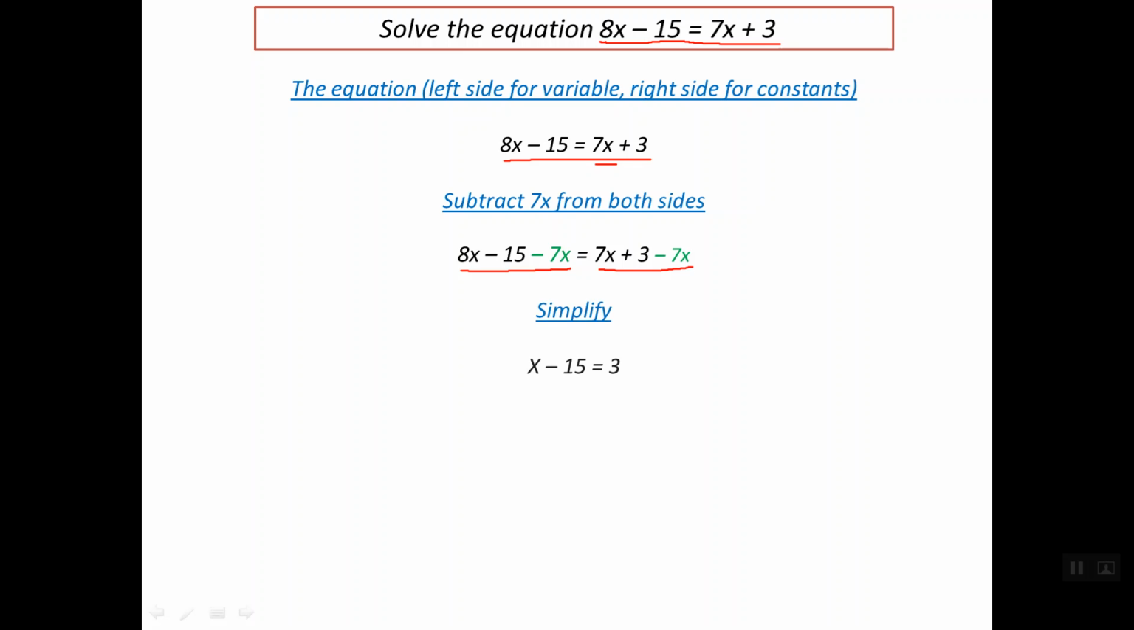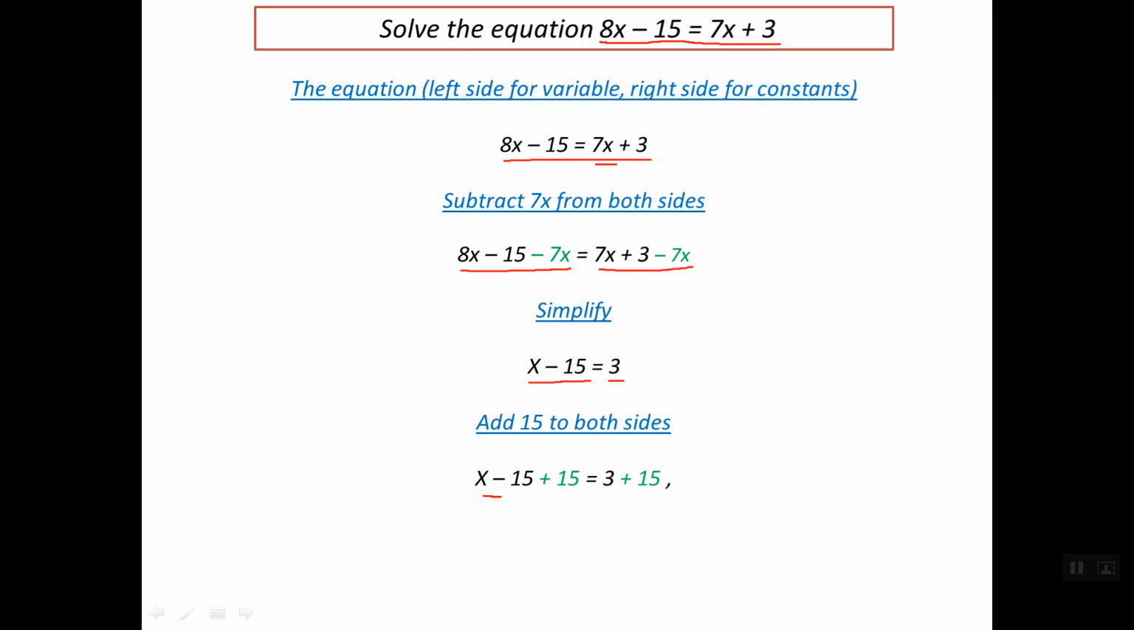Now we can simplify. For the left side, the remaining is x minus 15. So 8x minus 7x, the remaining is 1x minus 15. And on the right side, the 7x cancels with minus 7x, so the remaining for the right side is the constant 3. See that the variable x is now on the left side and the constant, which is the 3, is on the right side. Now we can simply solve this linear equation by adding plus 15 to both sides.